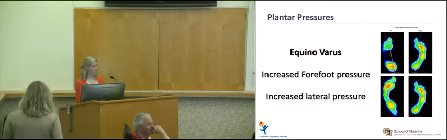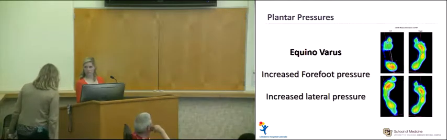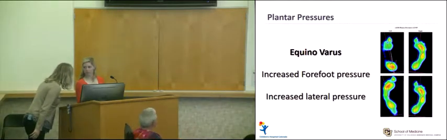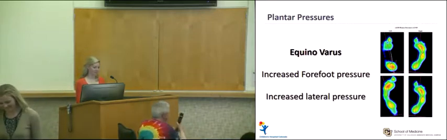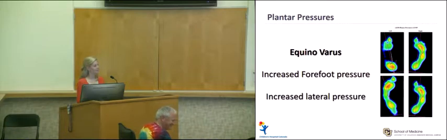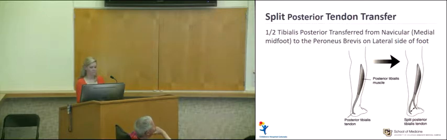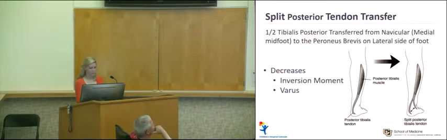So the plantar pressures allow us to see where the pressure is occurring, and it's sort of color-coded, so the redder it is, the more pressure. And on this patient here, there's more pressure on the lateral border of her foot. And so this is a diagram. We split the posterior tib. We move half of it over laterally, hook it up to the brevis.